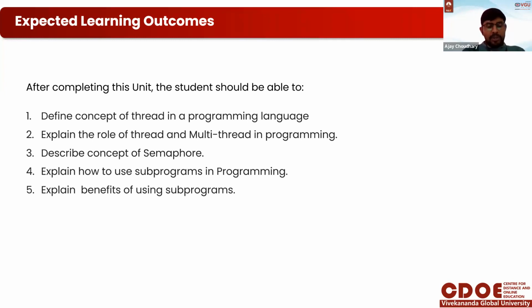So we know what a thread is, and when threads are executed multiple at a time, they are called multi-thread. In a multi-thread system, whenever you process many instructions at a time, some problems may occur. These problems are solved by the semaphore. So all these concepts we learn through this lecture.